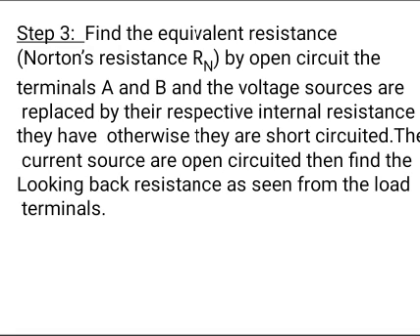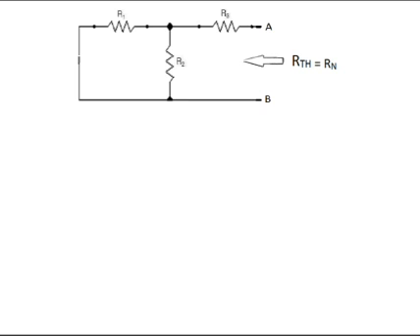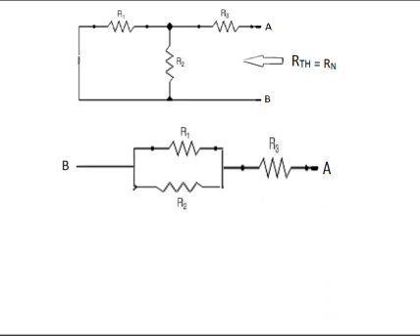Step 3, find the equivalent resistance, that means Norton's resistance, by open circuiting the terminals A and B. The voltage sources are replaced by their respective internal resistance, otherwise they are short circuited. Then current sources are open circuited. Then find the looking back resistance as seen from the load resistance. That means the circuit can be extended like this, the terminals A and B are stretched. It looks like this.